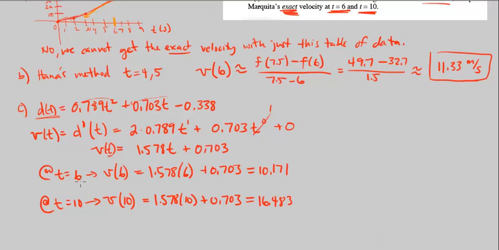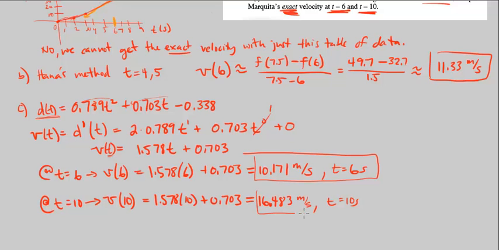So at time equal to 6 seconds, the velocity is 10.171. And what are the units? Meters per second. And at time equal to 10 seconds, the velocity is 16.483 meters per second. Hannah's method in part B showed us that it's approximately 11.33 meters per second, and 10.171 is not that close, but it's relatively close. It's not off by 100 or some large factor. It's just about one meter per second off. And at 10 seconds, she's just going a little faster. And this ends CPM Calculus Chapter 3, number 47.